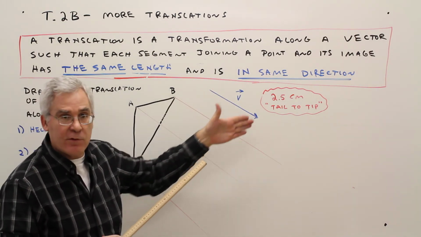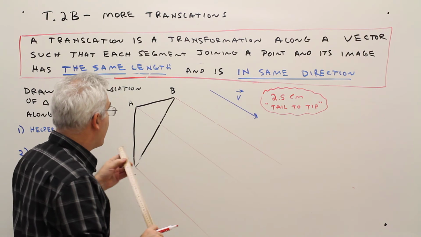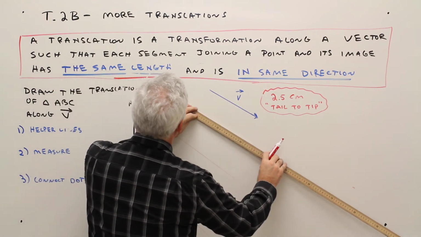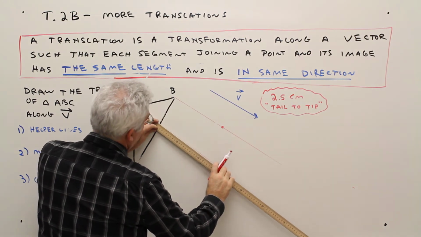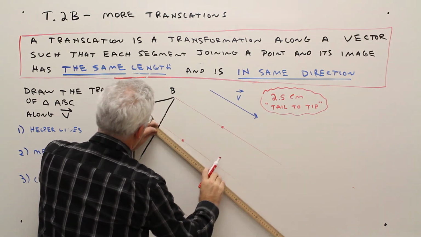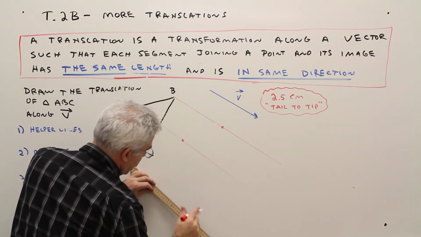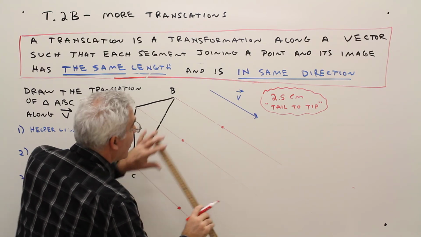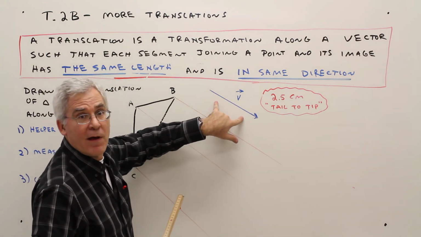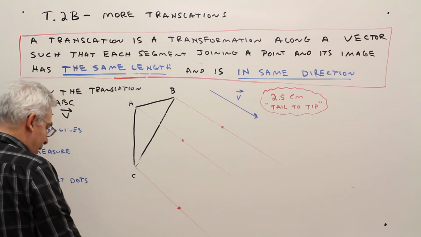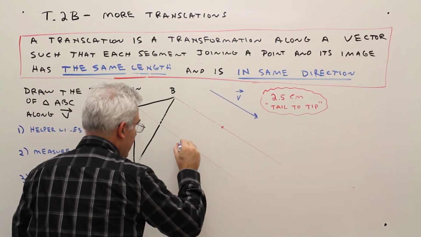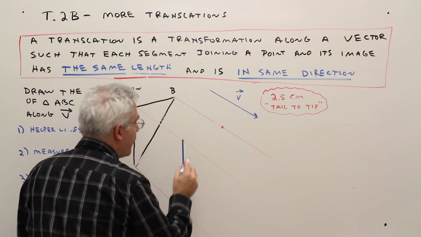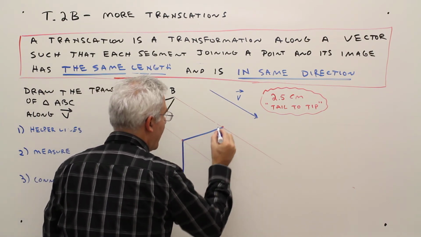Of course, my distance is different, but on yours it'll be 2.5. So I'll measure out, and I'll measure out, and I'll measure out. Again, that 2.5 centimeters. Then all I'll do is connect the dots. Again, you can use your ruler for this. I'm just trying to speed things up.